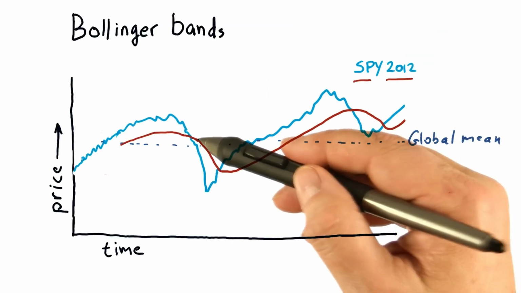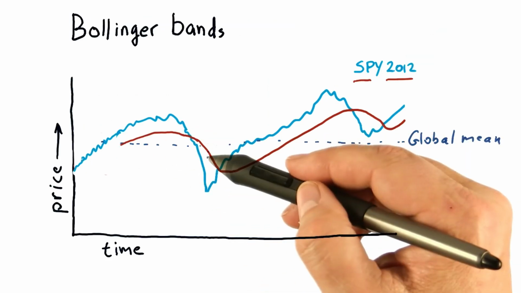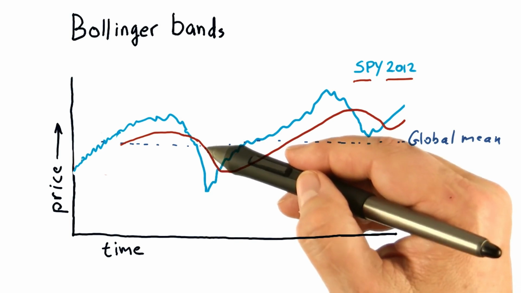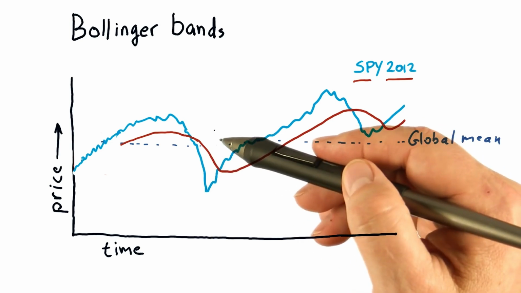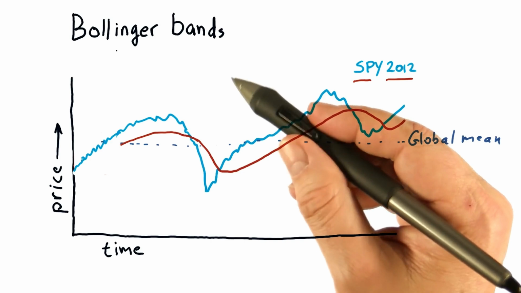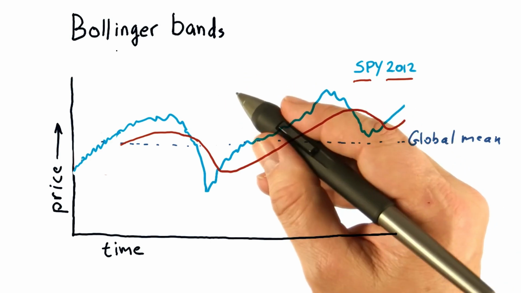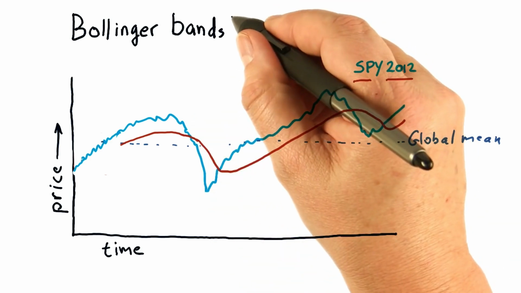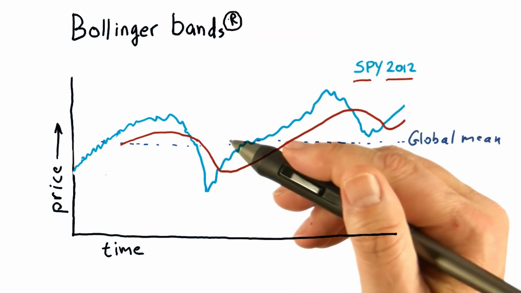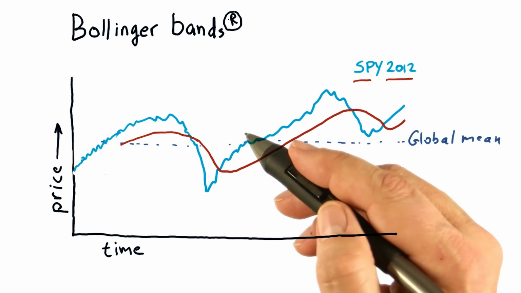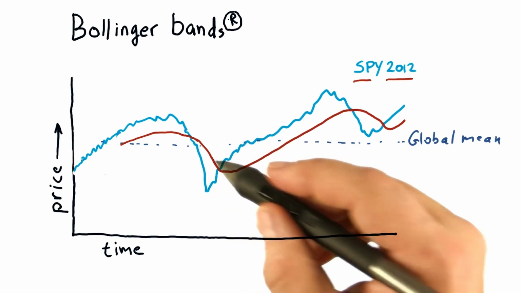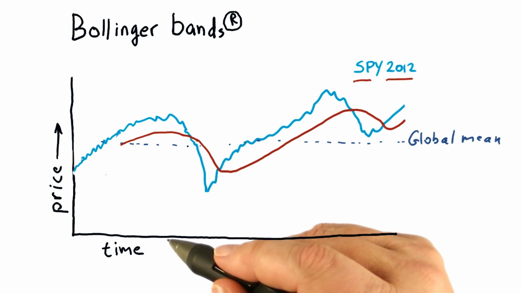Returning to that question of how we can know if a deviation from the rolling mean is significant enough to warrant a trading signal, we need some way of measuring that. And John Bollinger in the 1980s came up with something he calls Bollinger Bands. Whenever you mention that, you have to put a little R there, because he has registered Bollinger Bands as a trademark. And if you don't do that, they'll come after you. Anyhow, how might we measure that?